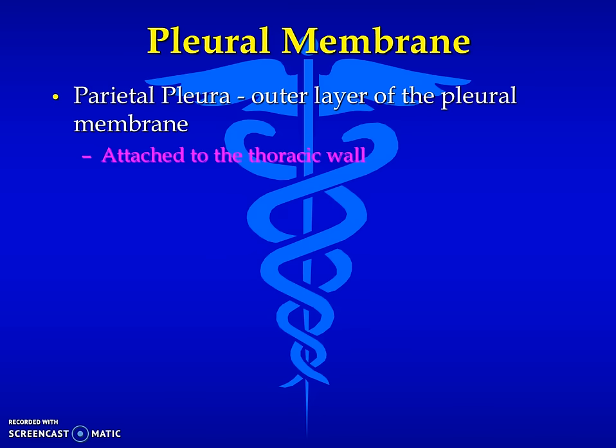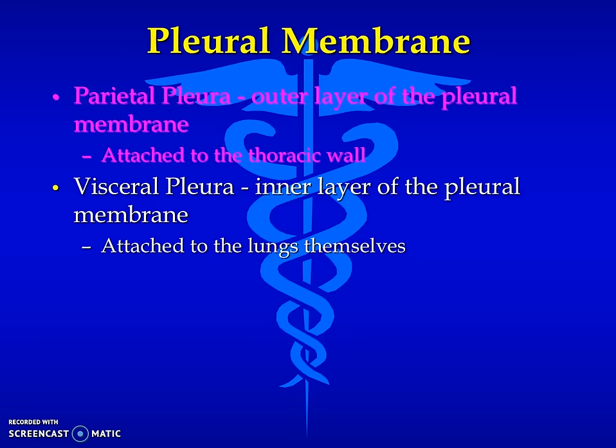So the first is the parietal pleura, which is the outer layer of the pleural membrane. It's attached to the thoracic wall. And then you have the visceral pleura, visceral meaning internal. So this is the inner layer of the pleural membrane. It's attached to the lungs themselves.